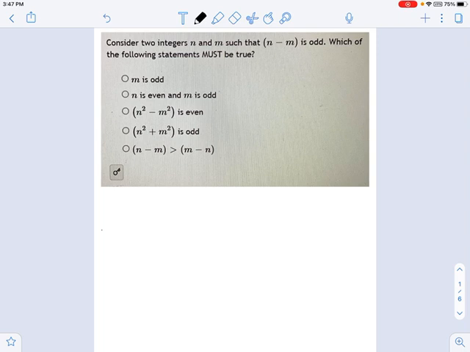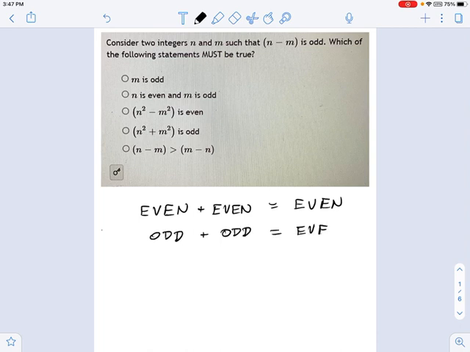So one thing that you may know coming into this is that an even number plus an even number is always equal to another even number. And likewise for odd numbers. In other words, an odd number plus an odd number is always equal to an even number. The only way to get an odd number by adding two things together is by adding an odd and an even.